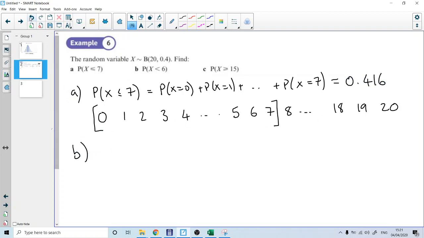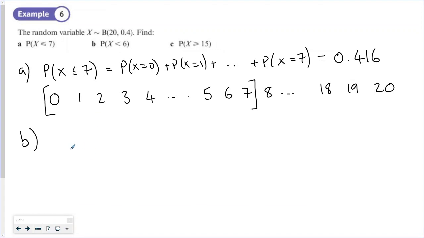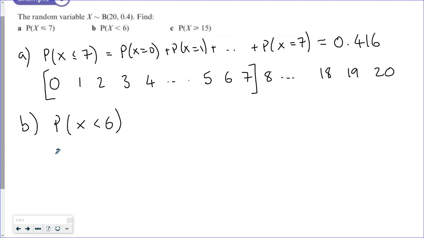Let's do a similar thing for b then. We want the probability of x being less than 6. So again, I'm going to draw out some values: 0, 1, 2, and so on. Right, so we want to include the values of x. We want to add up the probabilities where x is less than 6.